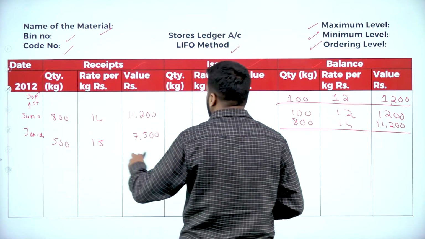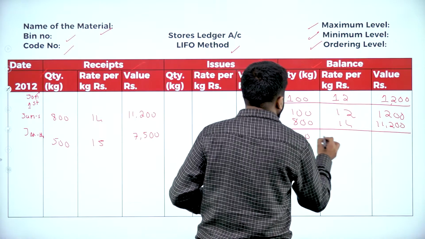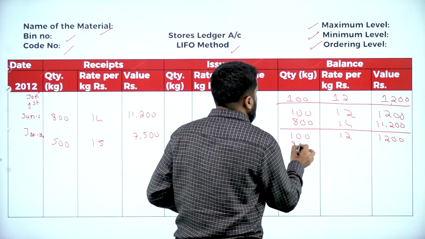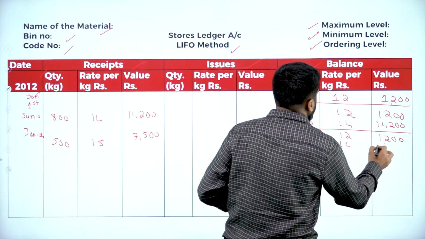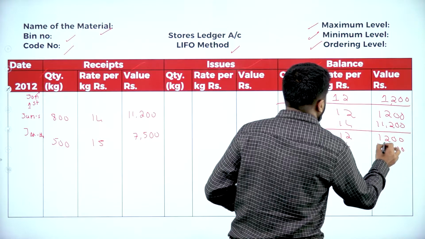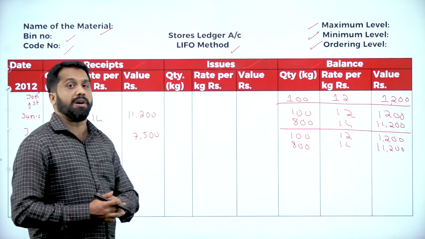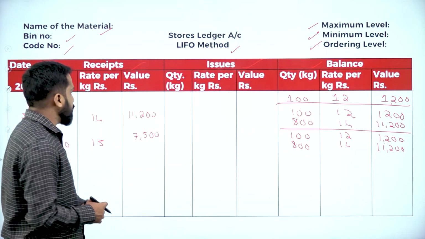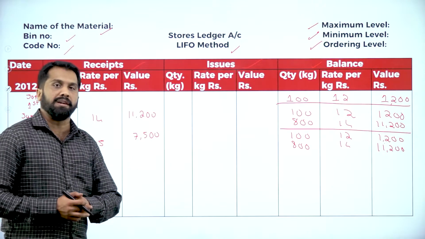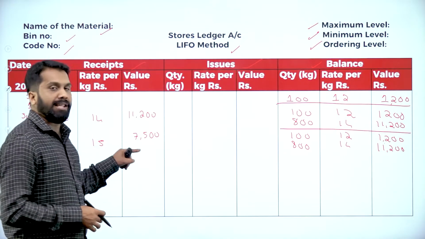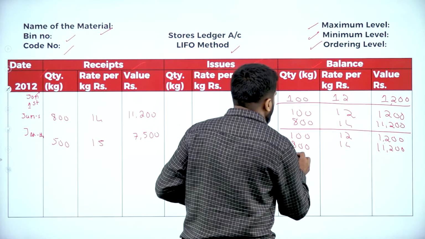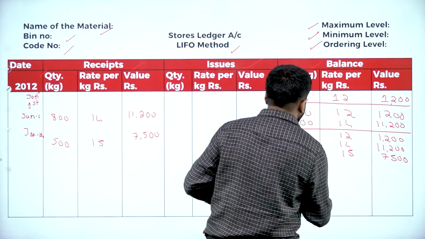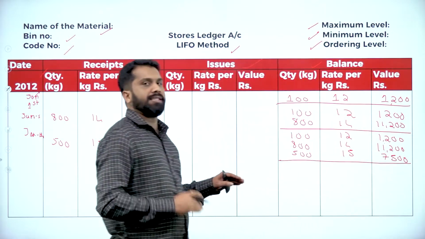Now this will be your old one. 100 into 12, 1,200. 800 multiplied with 14, 11,200. So this is all about your old balance. To the old balance, you should add your new balance also. What is your new balance? 500 into 15, it is 7,500. Your complete calculation is done.